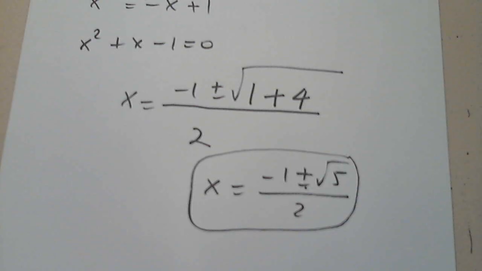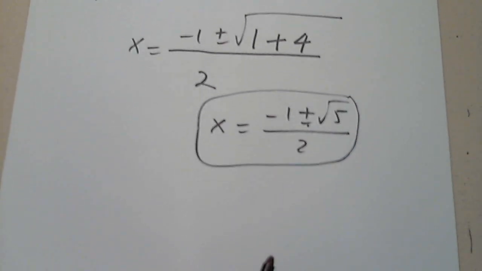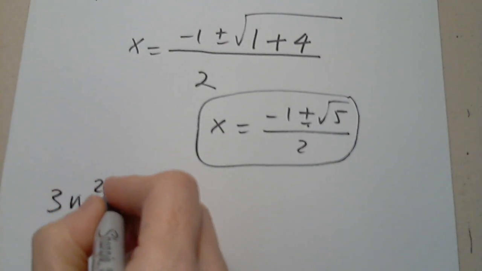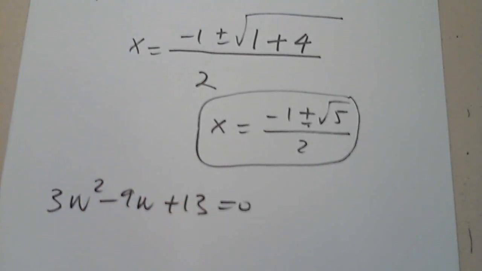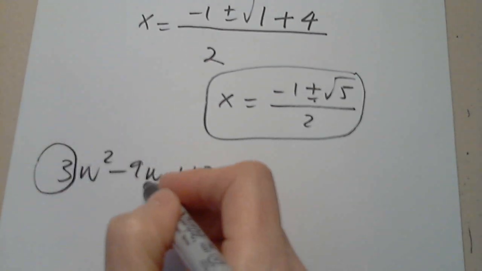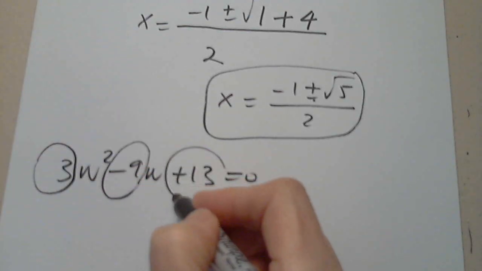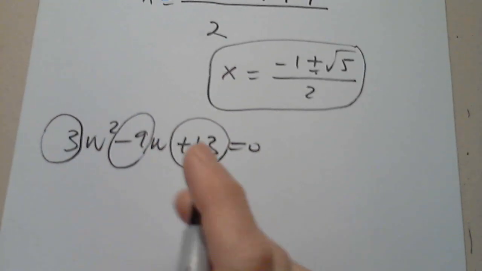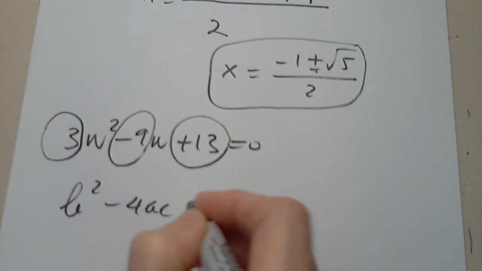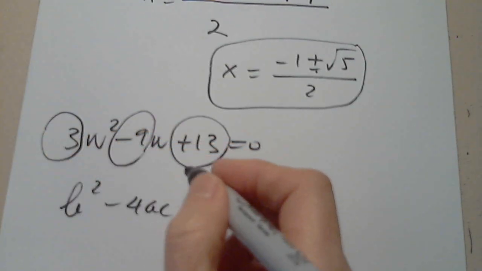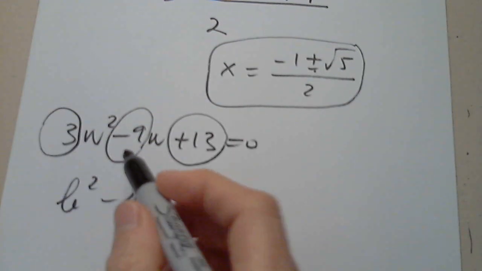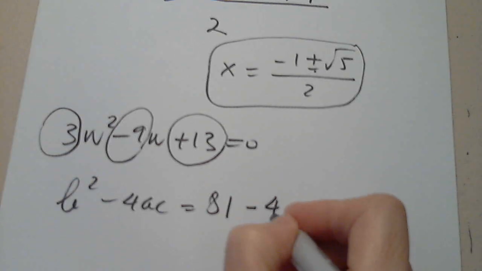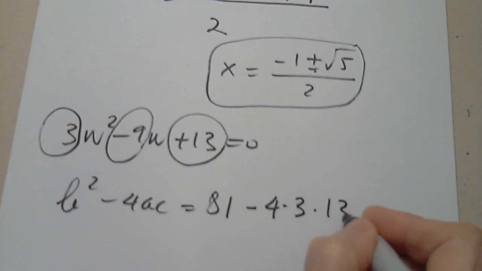So let's find the discriminant on this. I cannot find the discriminant before I set it up in the standard form. Minus 9w plus 13 equals 0, and then I'll make a decision. So now this is A, this is B, and this is C, always with the sign in front. So b squared minus 4ac does not have the square root. This is just the plain quantity under the square root. B squared, 81, minus 4 times 3 times 13.